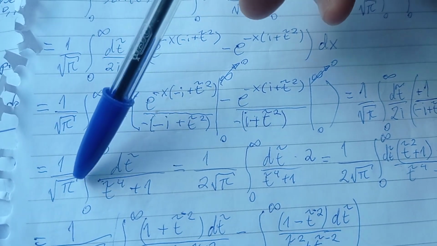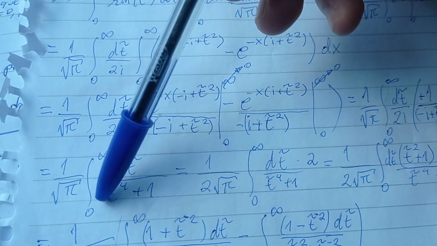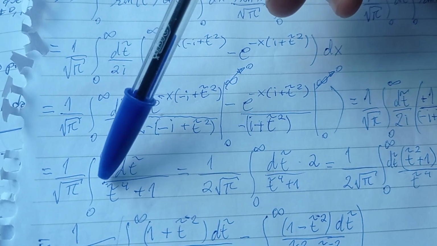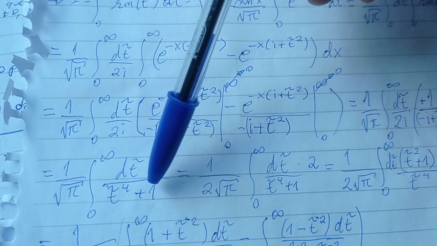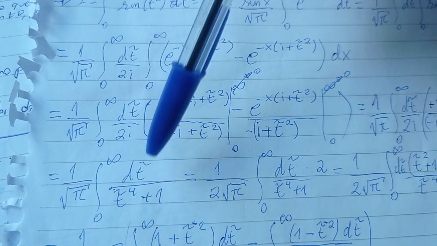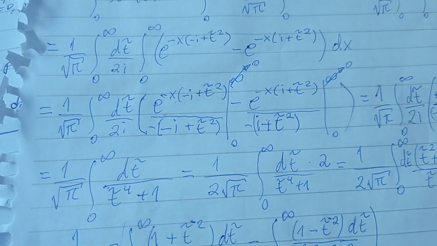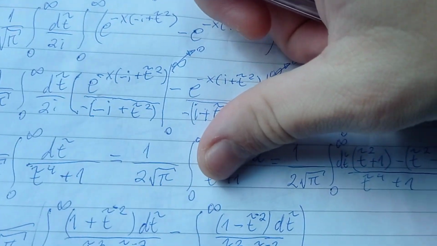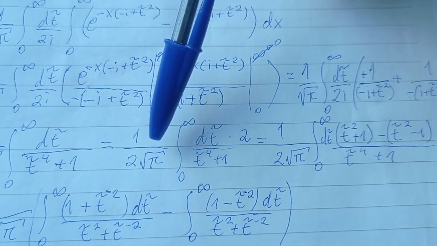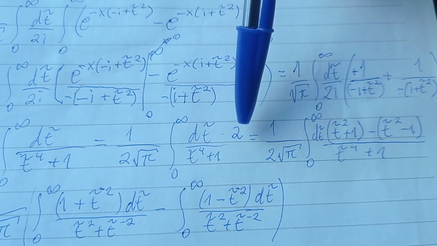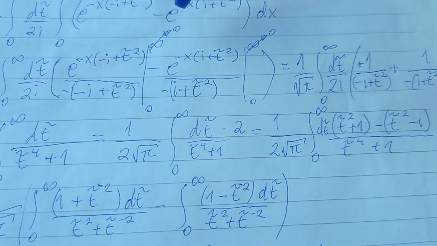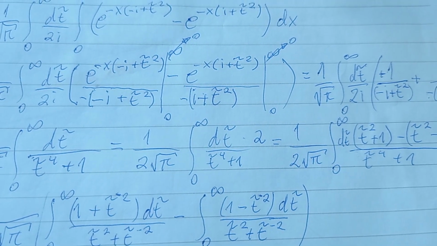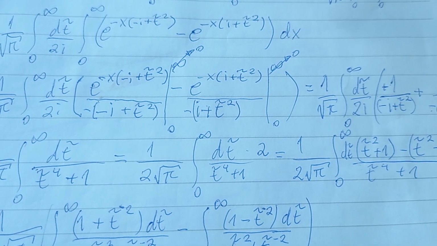And this will give us 1 by the square root of pi times the integral from 0 to infinity of dt tilde divided by t tilde to the 4th power plus 1. T tilde was a very unfortunate choice for variable name, because it takes a long time to say. We're gonna make a 2 appear here, so now we have a bifurcation in our paths here.